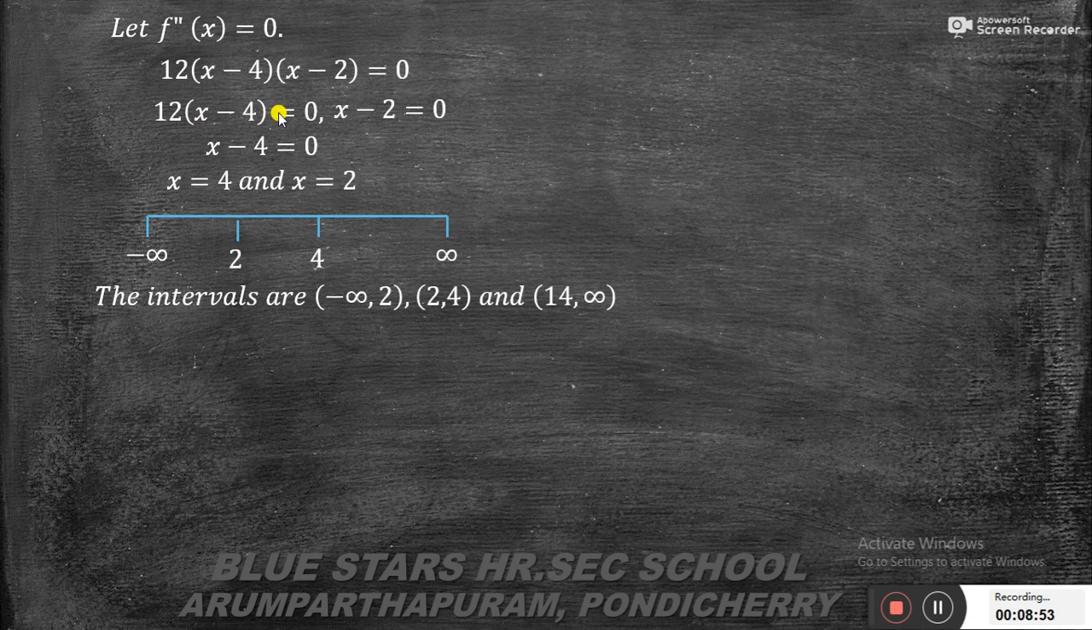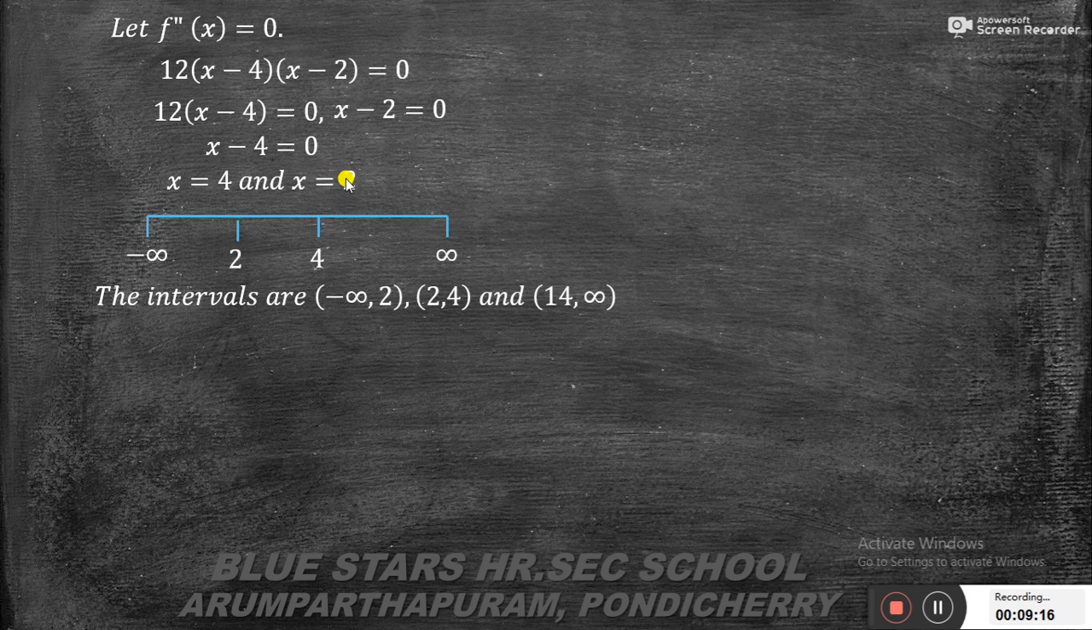So I write x − 4 equal to 0. For x − 4 equal to 0, this minus 4 I write on the RHS; minus converts into plus on the RHS, the sign changes. So x equals 4. The next step, in the second factor I again equate x − 2 equal to 0, so this minus 2 I write on the RHS, and minus becomes plus on the RHS.